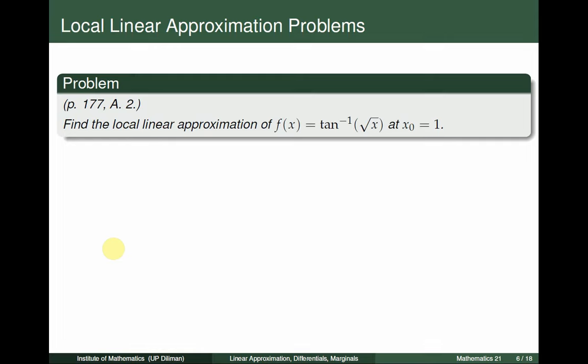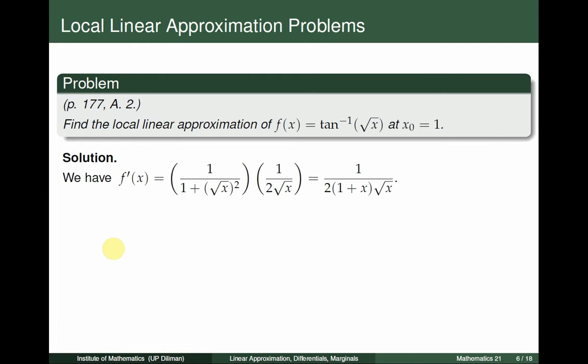Okay, let's show the solution. First, remember that the local linear approximation requires that we take the derivative. So let's first take the derivative f prime of x. So f prime of x is flashed here on the screen. We use the chain rule, noting that the derivative of tan inverse is 1 over 1 plus x squared.